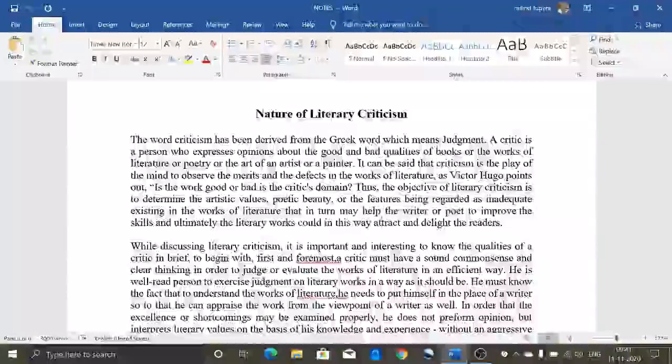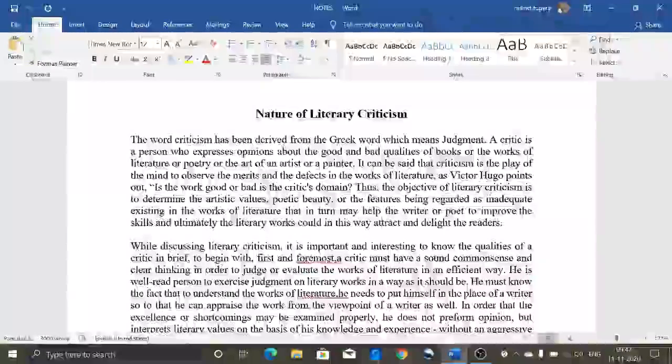So first we are going to understand what is criticism, and then what is literary criticism and how it has a nature, how it functions. The functions we are going to see in the next chapter, but let's start with the nature of literary criticism. You know that the word criticism has been derived from the Greek word which means judgment. A critic is a person who expresses opinions about the good and bad qualities of a book or the works of literature or poetry or the art of an artist or a painter, anything.